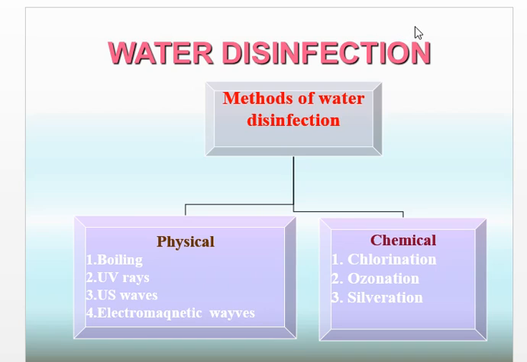On these slides, you can see a scheme of water disinfection. Methods of water disinfection are divided into 2 parts: one is the physical method, the second is the chemical method. The basic methods of improvement of water quality are clarification, decolorization, and disinfection.